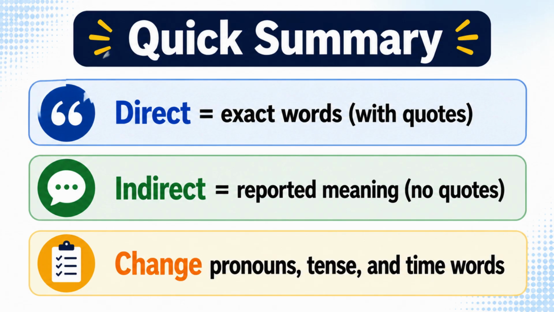Let us have a quick summary. In direct speech, we use the exact words. In indirect speech, we change the words accordingly. We change pronouns, tense, and time words accordingly. In the next video, I discuss elaborately how the tense will change when we are converting sentences from direct to indirect.